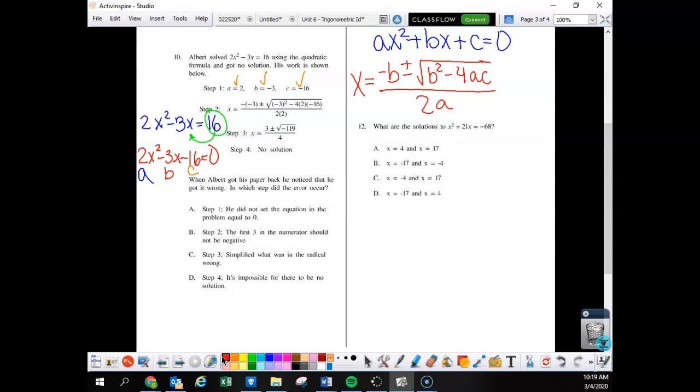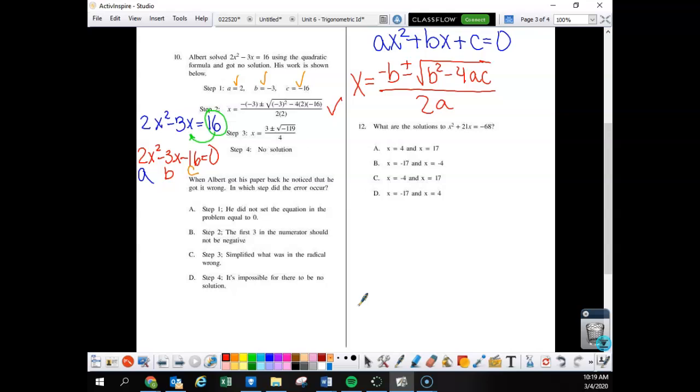Then he has to plug these into this formula. So the first one is negative and then negative 3, that is correct. Plus or minus the square root of b squared, so b is negative 3, that is also correct, minus 4 times a, now a is 2, and then times c, which is negative 16. So step 2 is correct. Oh, and I forgot the bottom. 2 times a is 2 times 2.